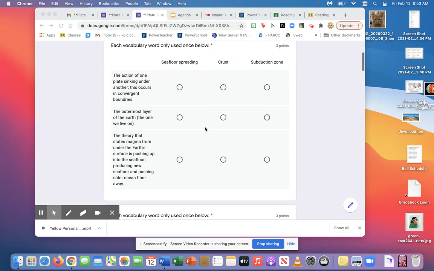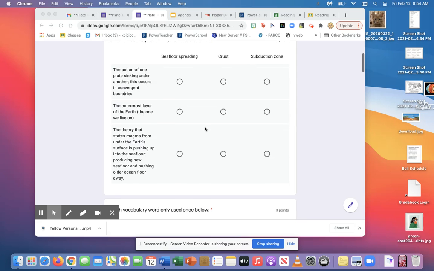All right, let's move on. The outermost layer of the earth, the one that we live on. So think about like a pie. What's the outside of the pie, right? Is it seafloor spreading, crust, or subduction zone? So go ahead and mark your answer.